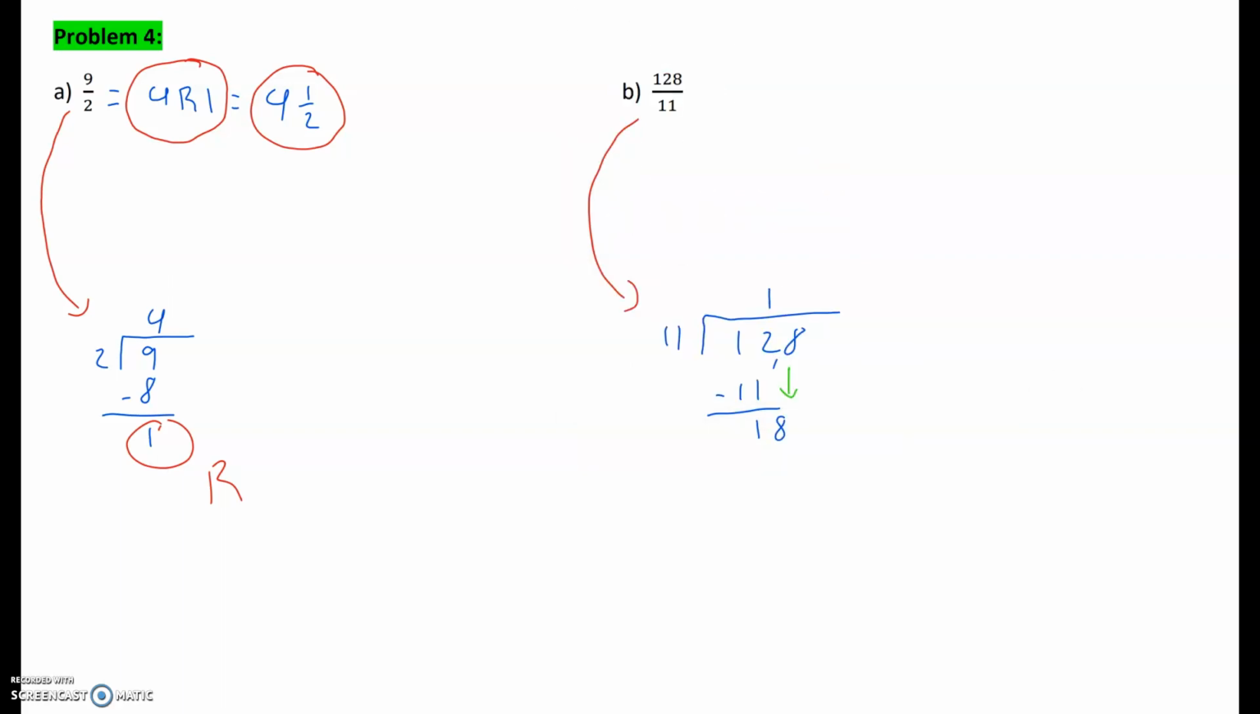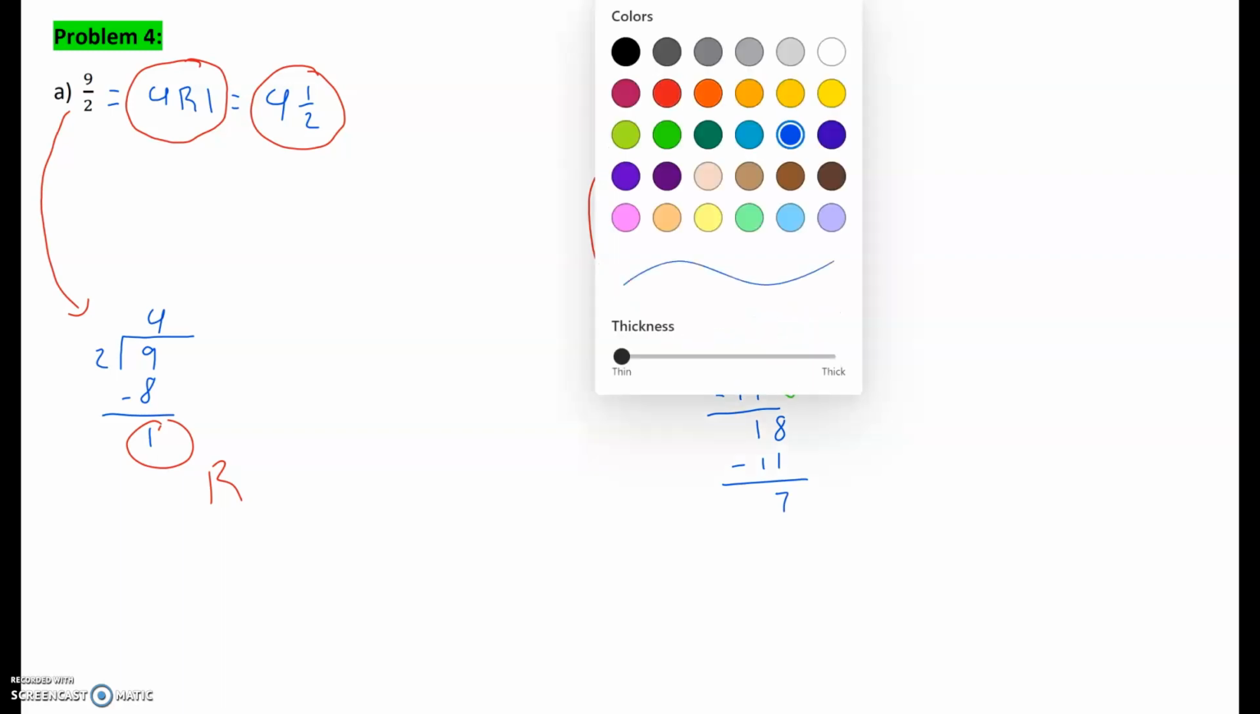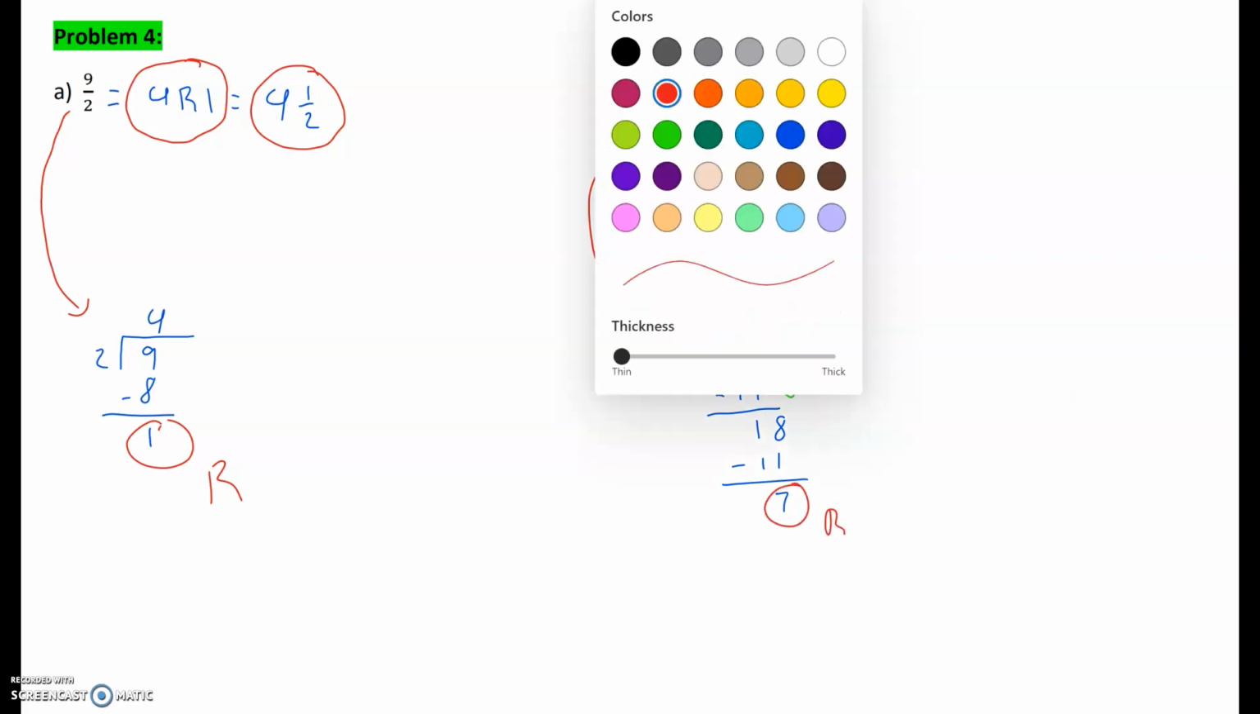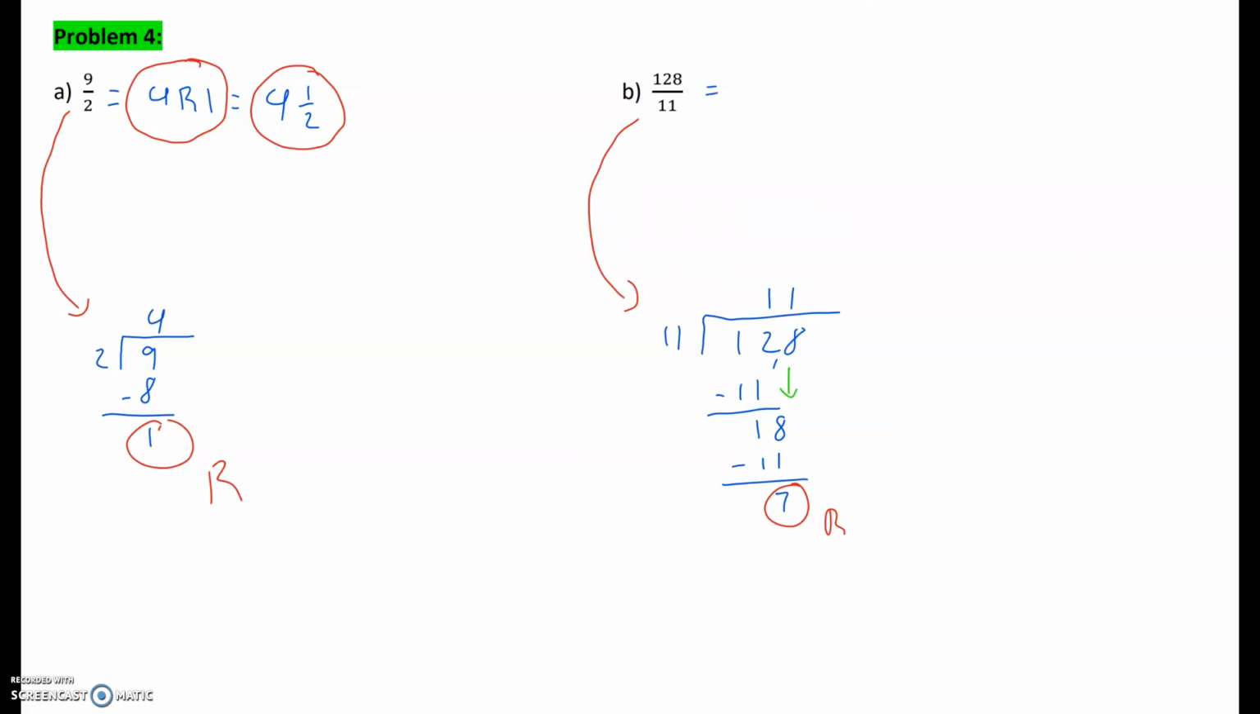And then we repeat the process. How many times does 11 fit into 18? Well, just 1. And that's going to be 11. 11 times 1 is 11. So 18 minus 11 is equal to 7. So this will be our remainder. So in this particular problem, we're going to rewrite it as 11 remainder of 7, or technically 11, and then 7 11ths.